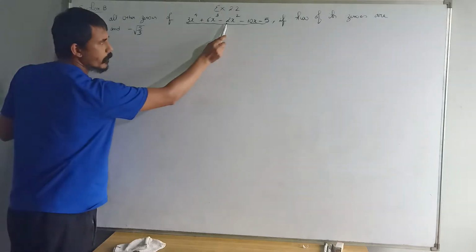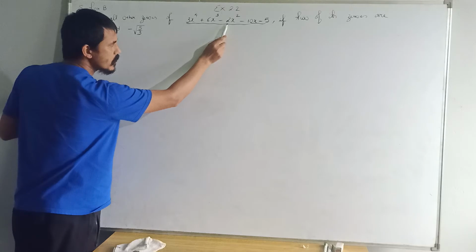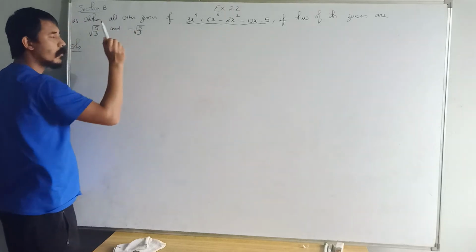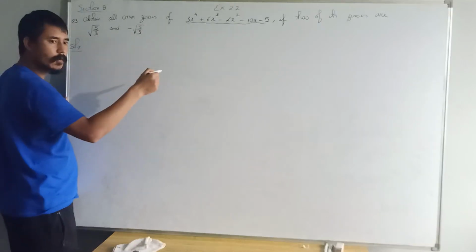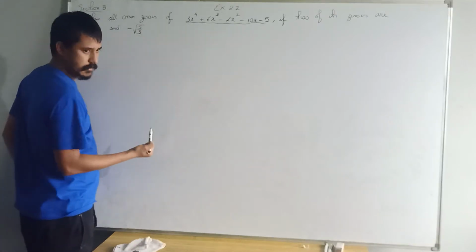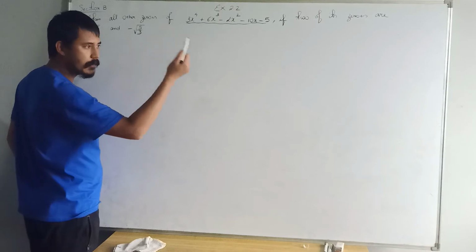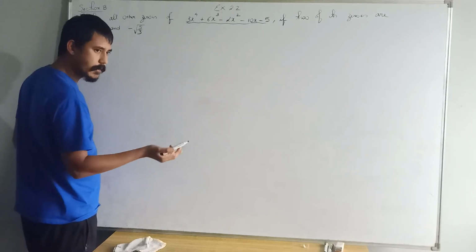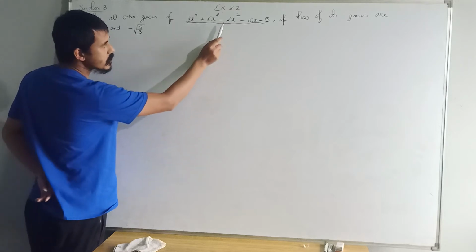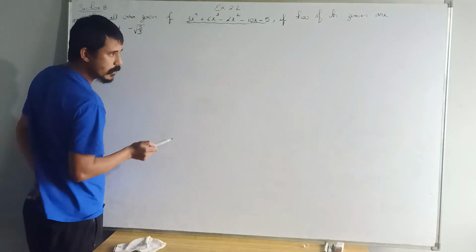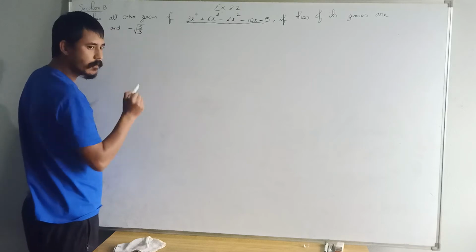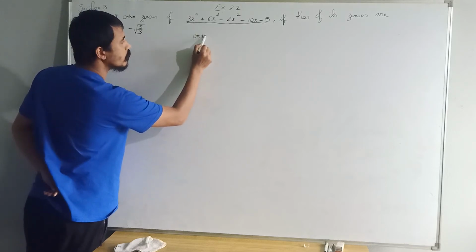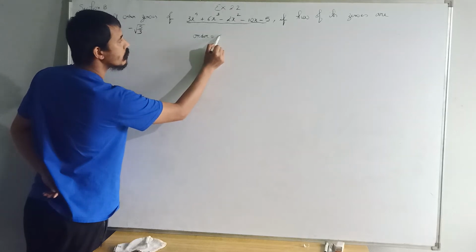What is the order of this given polynomial? Order means highest power of the variable. Highest power of the variable in a polynomial is known as order or degree. So what is the highest power of the variable in this polynomial? 4. Highest power is 4. So the order of the polynomial will be 4.